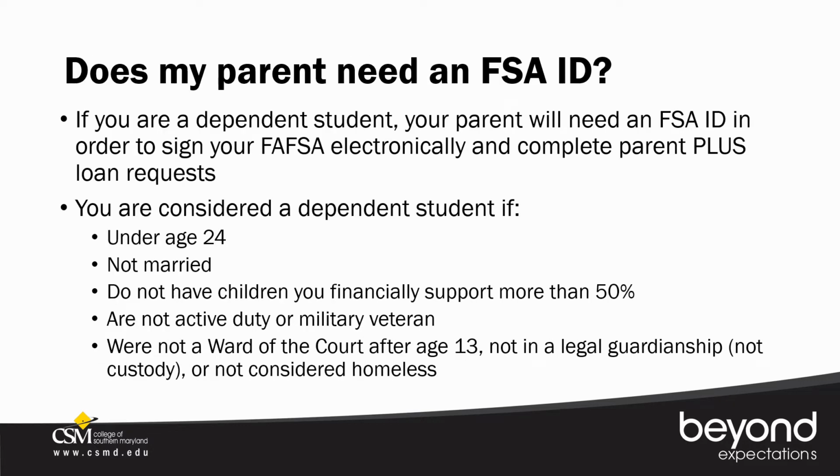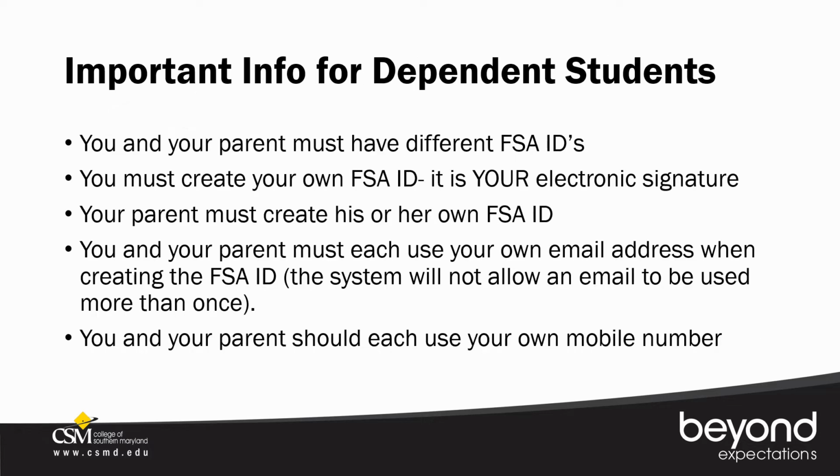If you are a dependent student, your parent will need an FSA ID in order to sign your FAFSA electronically and complete Parent Plus loan requests. You are considered a dependent student if at the time of your FAFSA you are under age 24, not married, do not have children you financially support more than 50%, are not active duty or military veteran, were not a ward of the court after age 13, not in a legal guardianship, which is different than custody, or are not considered homeless.